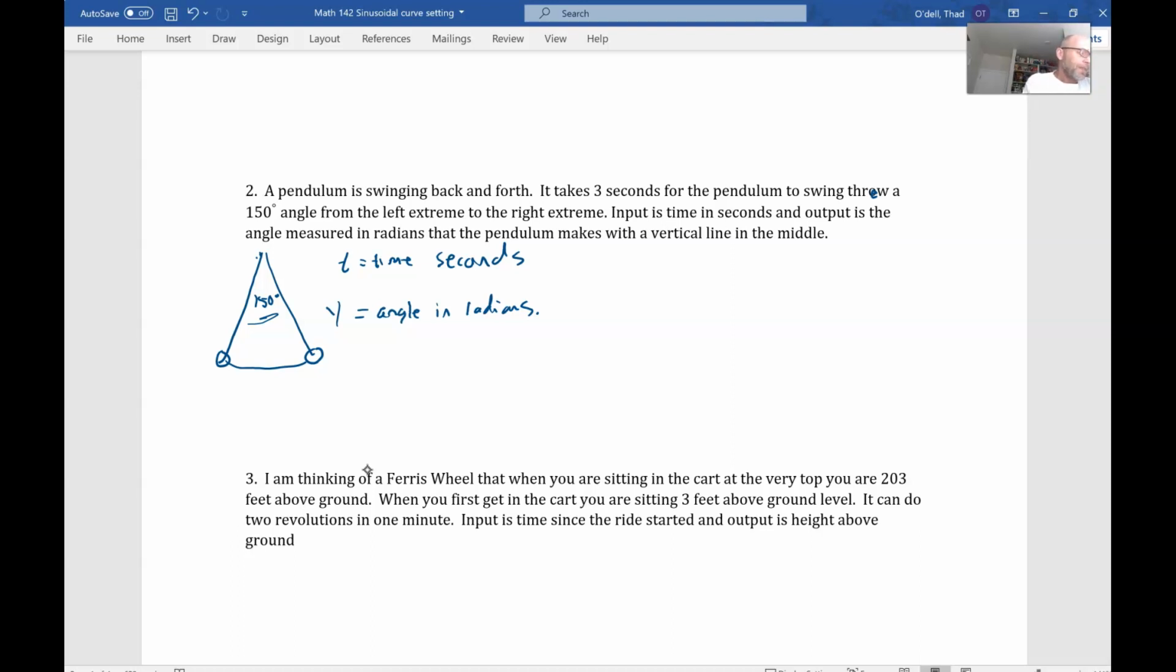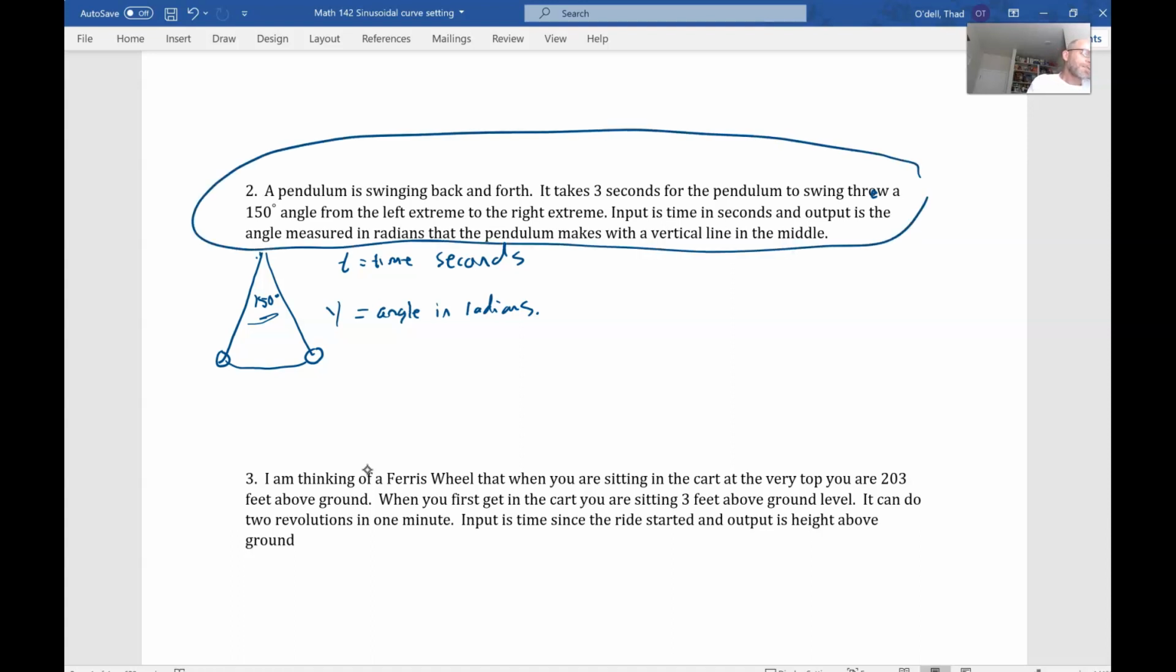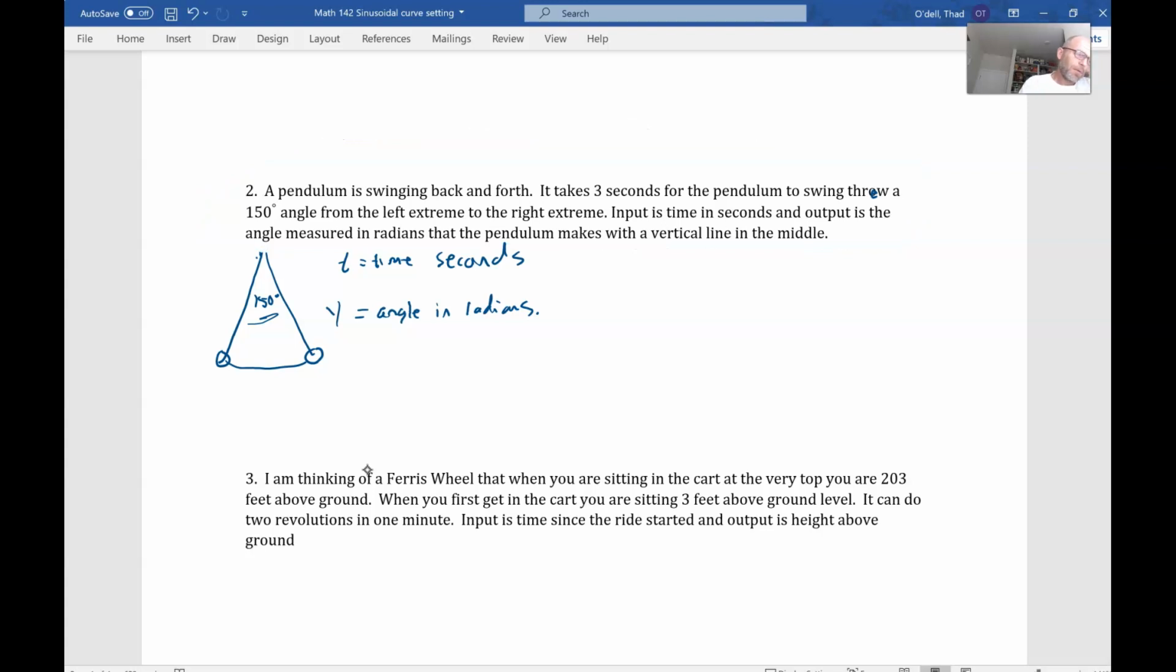So now notice this doesn't tell you when you're supposed to start. There's no indication of where we start. So since we're just trying to come up with an equation that models this, we can let time start where we want. So I'm going to change my definition of t, and I'm going to say t equals time in seconds since pendulum started at extreme right.